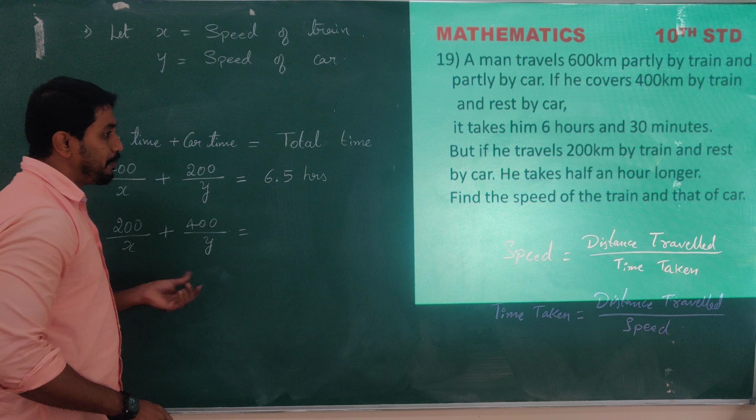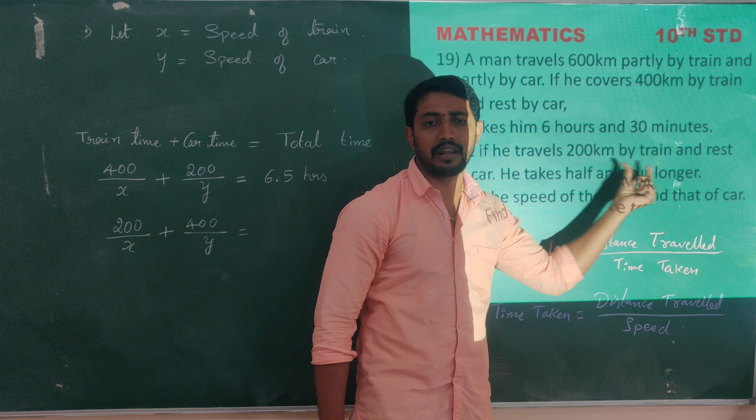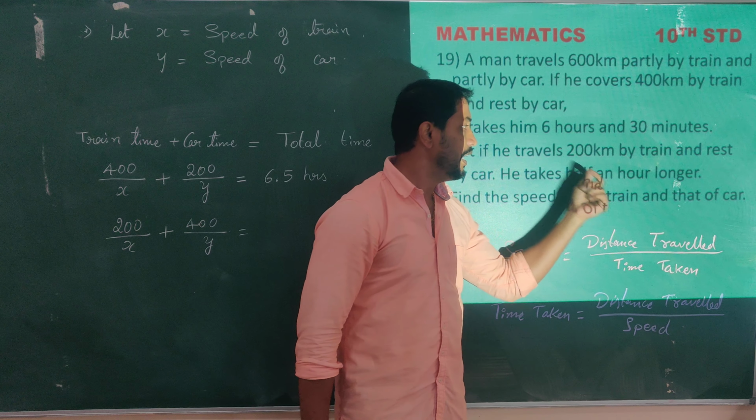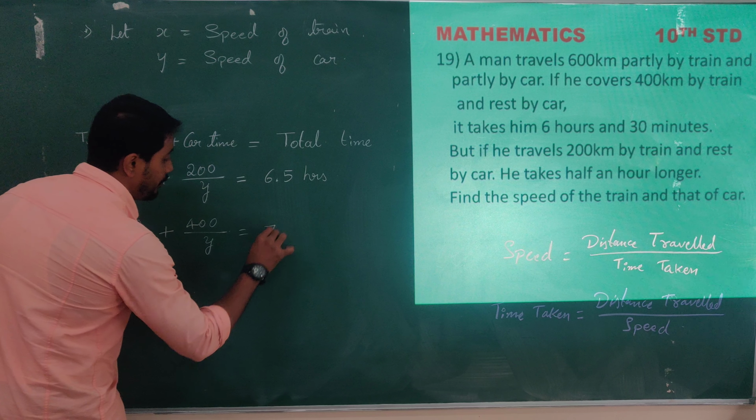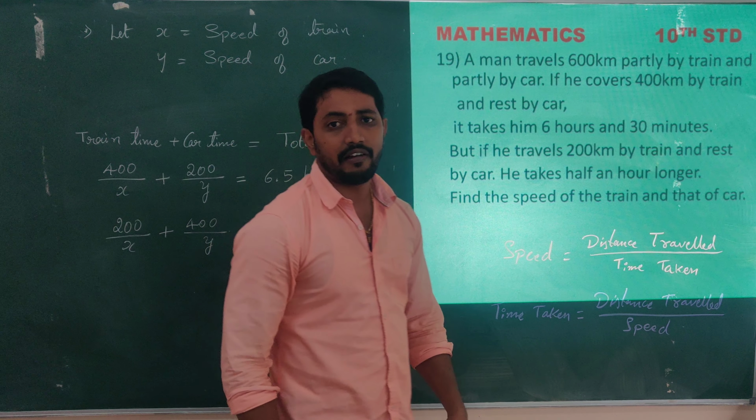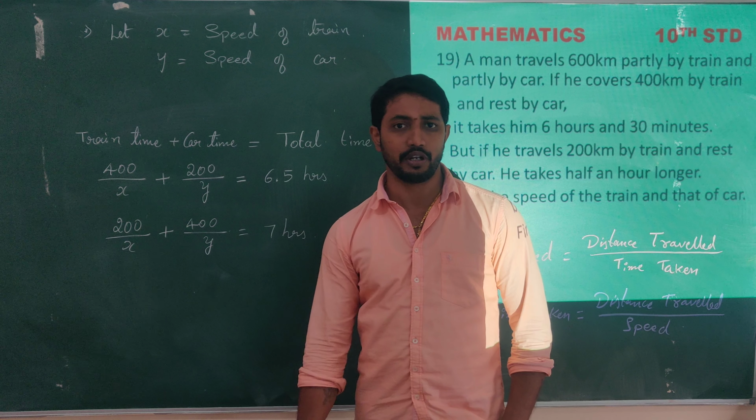If we follow this procedure, here what they mentioned is he will take half an hour longer, in the sense compared to the previous journey, he takes half an hour extra. That means 6.5 hours becomes 7 hours, as he is taking half an hour extra time to cover the distance if you follow this mode of transportation.